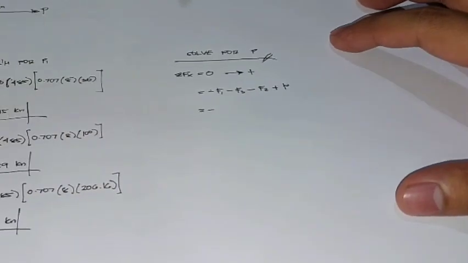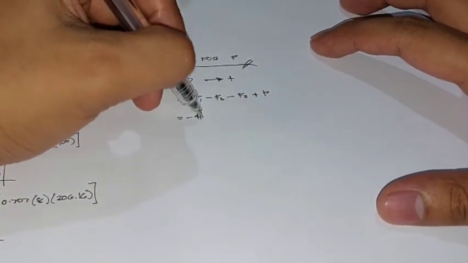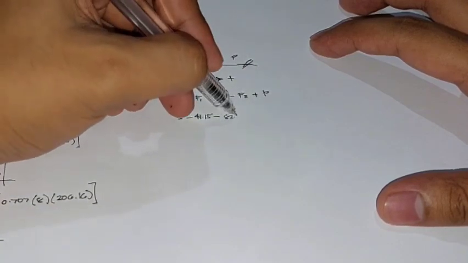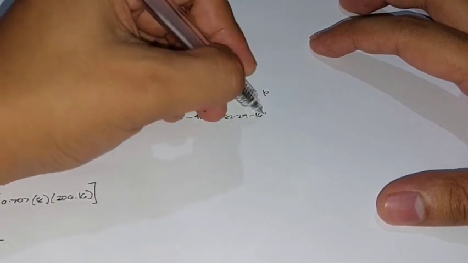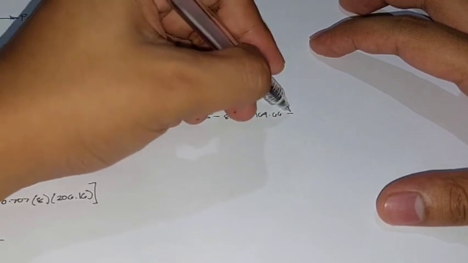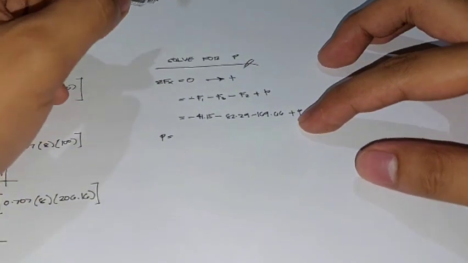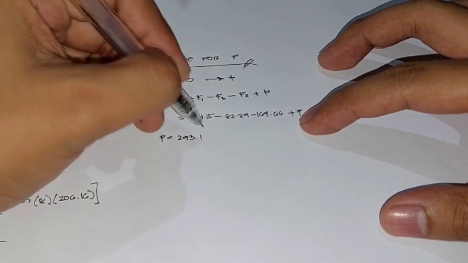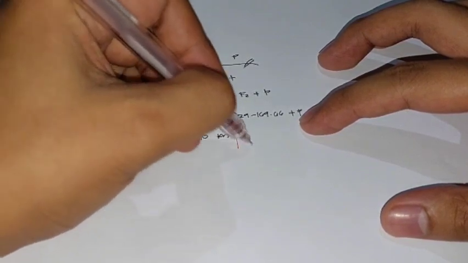Substitute the values: negative 41.15 minus 82.29 minus 169.66 plus P equals zero. Solving this, your answer is 293 kN. That is the value of P, the final answer.